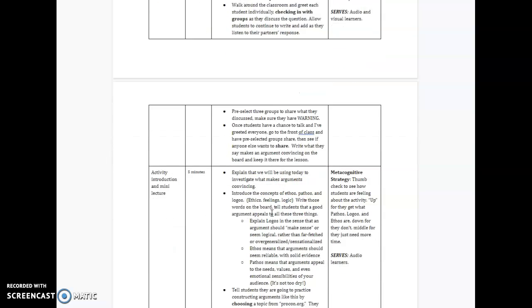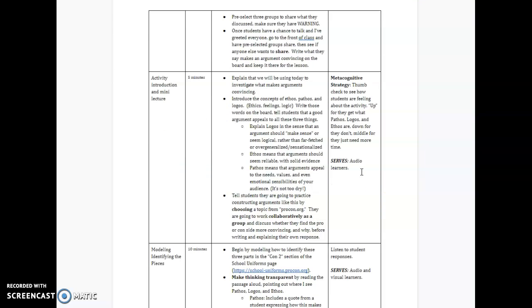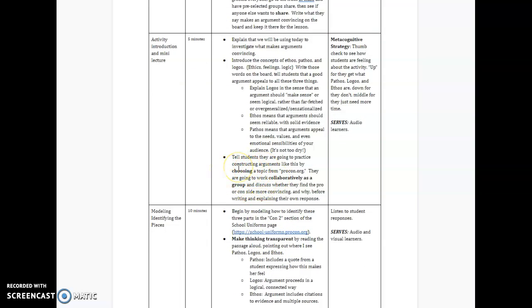During the introduction, the teacher is using a metacognitive strategy for students to check themselves and reflect on how they feel they are understanding the concept. The students will be practicing constructing arguments by choosing a topic. They are also working with their groups collaboratively to discuss which side, pro or con, is more convincing.